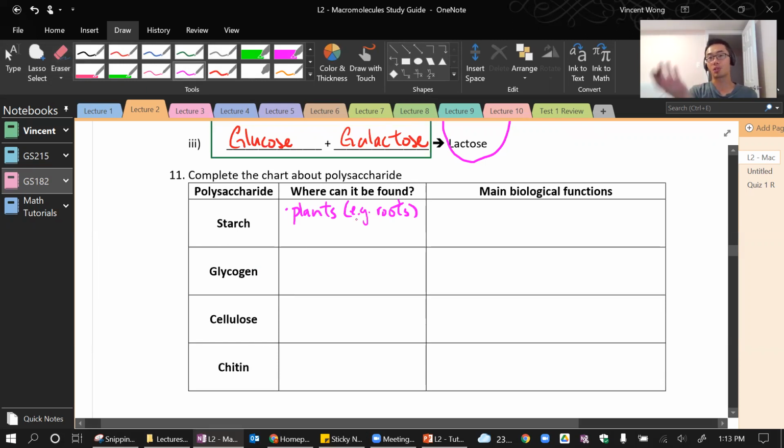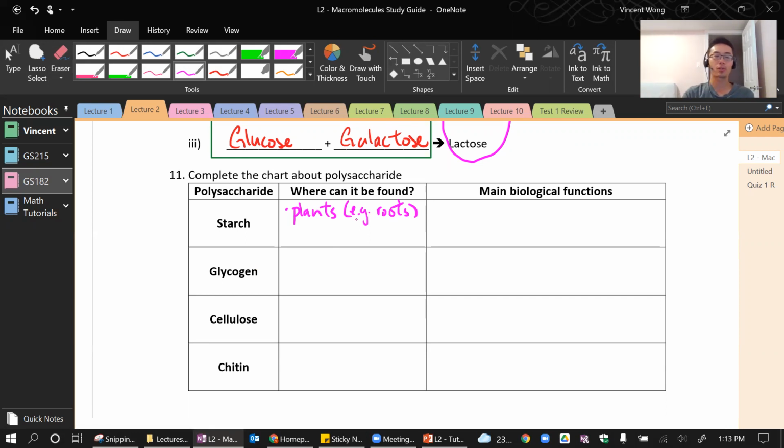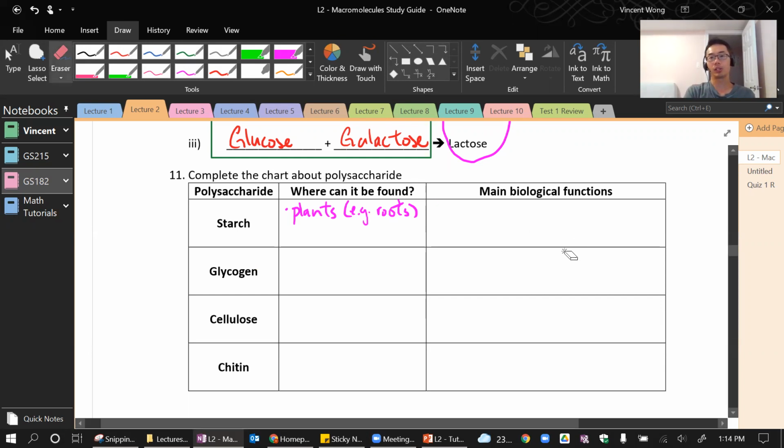The plant is supposed to store these nutrients for it to use, either to grow a new plant or to go through winters. But animals dig them up and eat them, including humans. What's the main biological function? Well, this is the storage form of energy in plants.